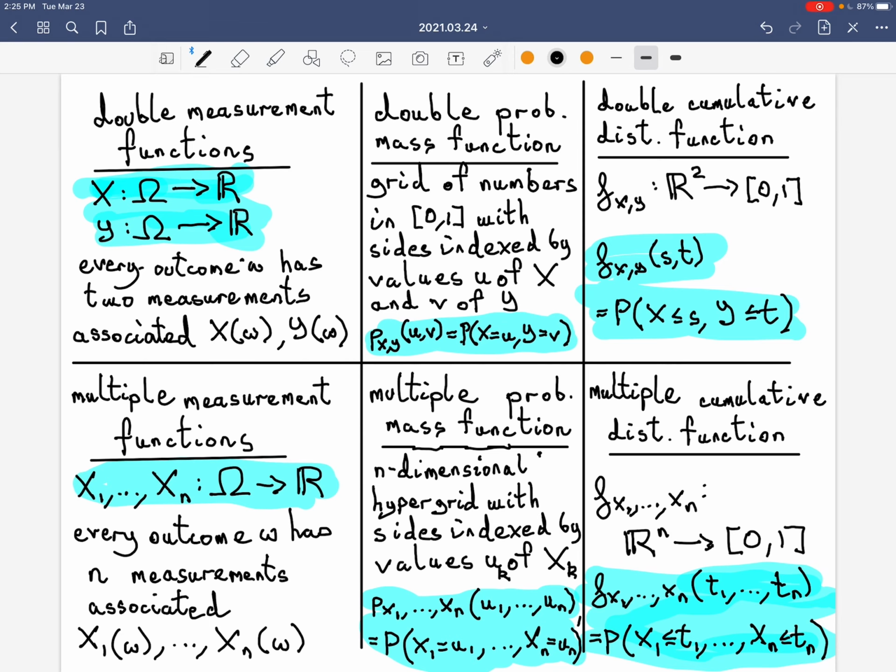And then we have also a concept of a double cumulative distribution function. So just like with single random variables, cumulative distribution functions are ultimately the most mathematically fruitful way to express a random variable because they are functions defined on an entire Euclidean space and taking values in another subset of the real numbers.